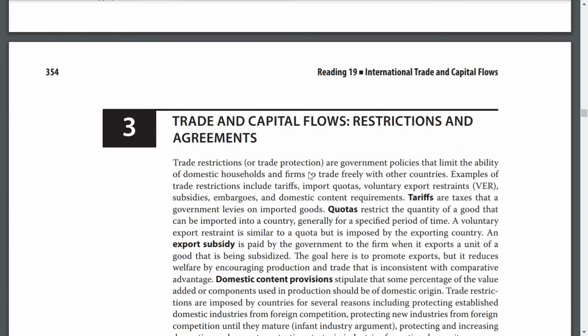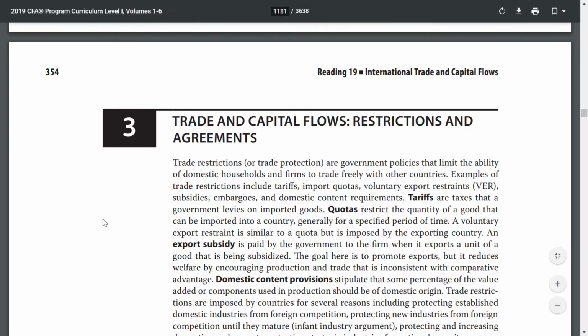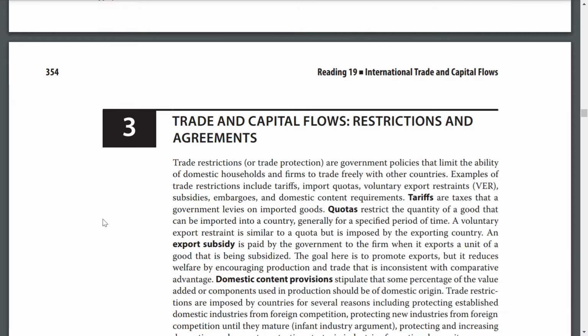Continuing the reading of the CFA Level 1 program curriculum. Part 3, Trade and Capital Flows, Restrictions and Agreements. Trade restrictions or trade protections are government policies that limit the ability of domestic households and firms to trade freely with other countries. Examples of trade restrictions include tariffs, import quotas, voluntary export restraints, subsidies, embargoes, and domestic content requirements.